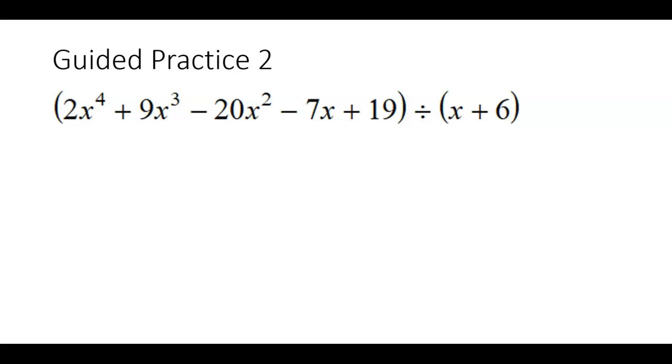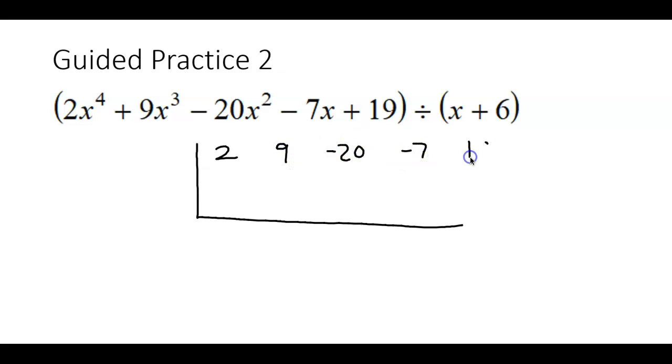All right, so let me ask Elizabeth, do we need any zero placeholders? No, we don't. We have all the terms accounted for. It goes 4, 3, 2, 1, none, so we're good. Timothy, what goes on the top row here? So what would that be? 2, 9, -20, -7, and 9. Great. Thank you.